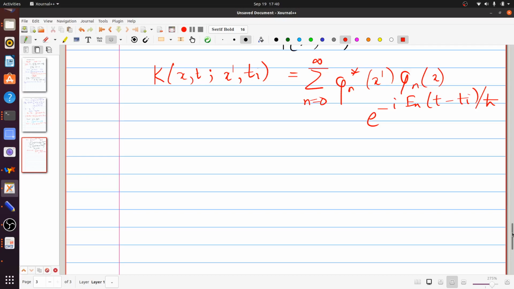So let's try to calculate the free particle propagator, essentially using the ideas that we just described, the idea of expanding in energy eigenfunctions. Now for free particles, let me just start a new page here.